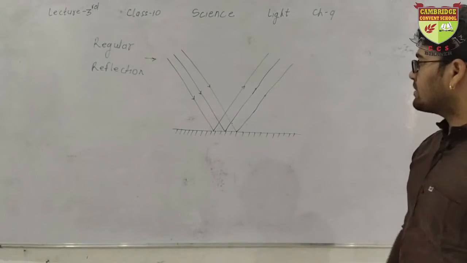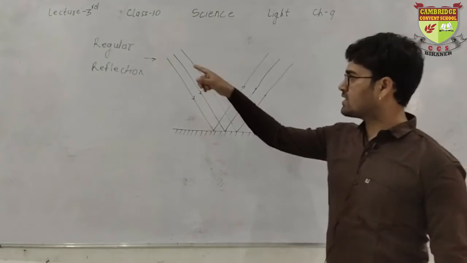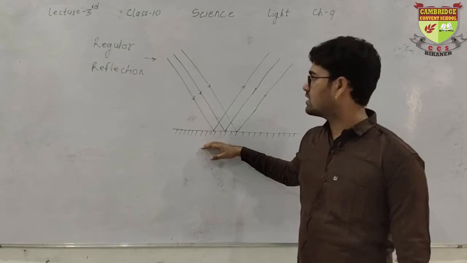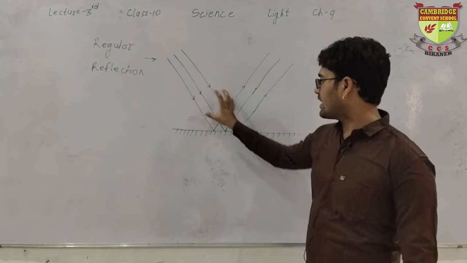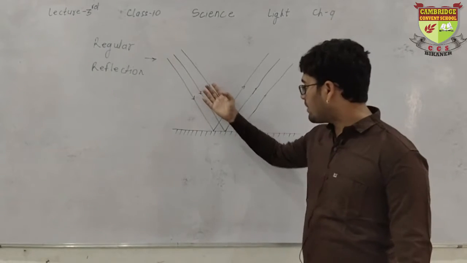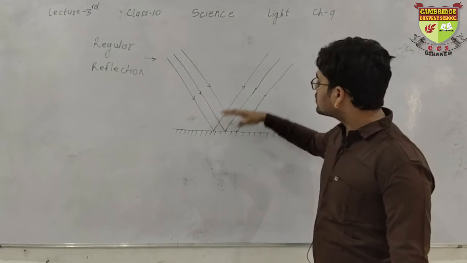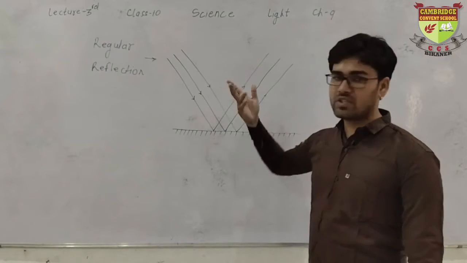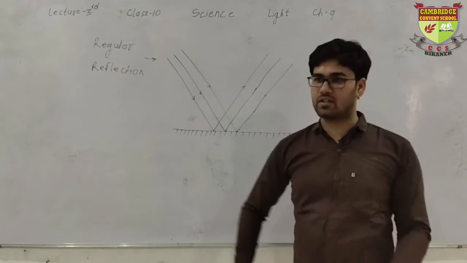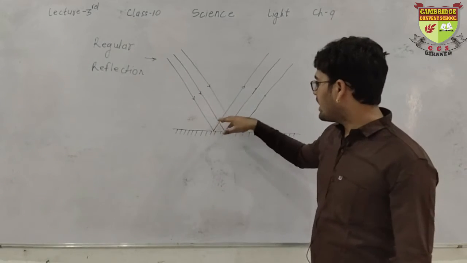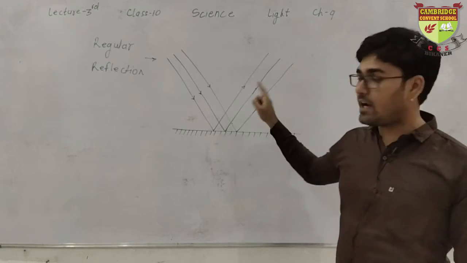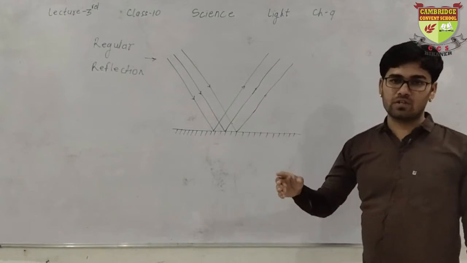What I basically mean to say is that in regular reflection, there is a smooth surface on which some rays of light are incident. They came parallel, after reflection they will also go parallel. There is no change in their direction. They will not spread or scatter. They came parallel and they will also go back parallel in the same medium. This kind of reflection is known as regular reflection.